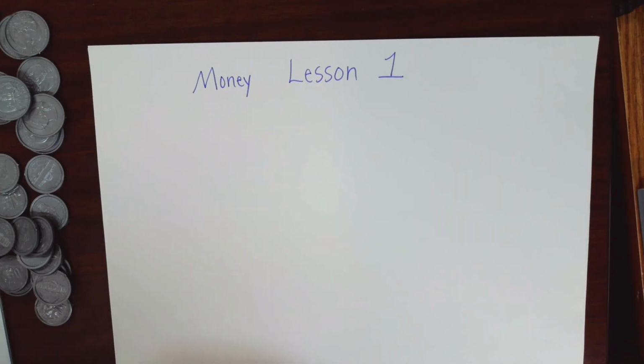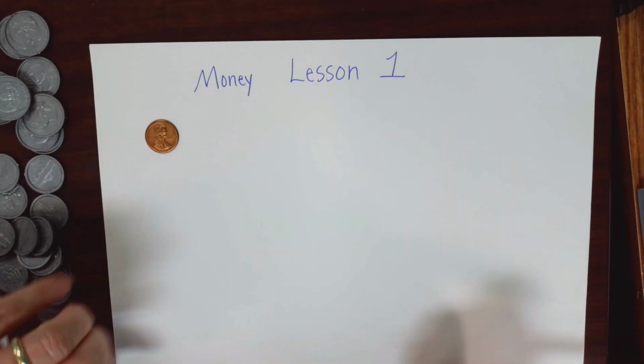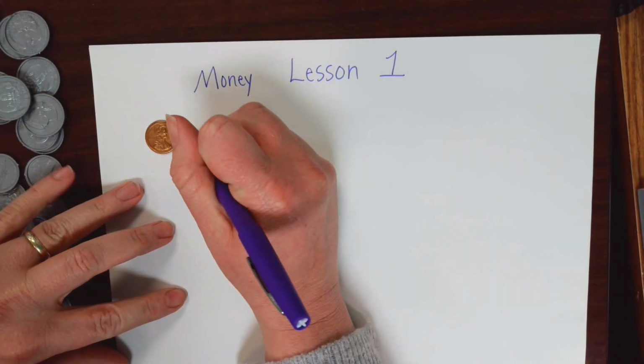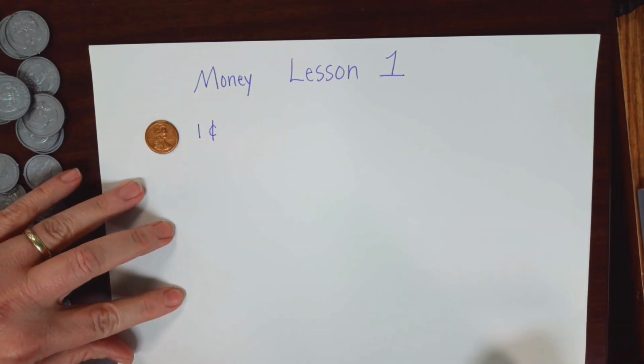So, first we're going to start out very, very basic. We have our smallest coin, most common coin anyway, which is the penny. The penny is 1 cent.